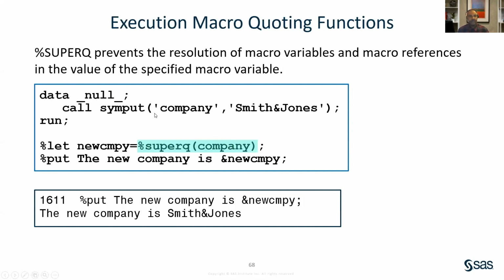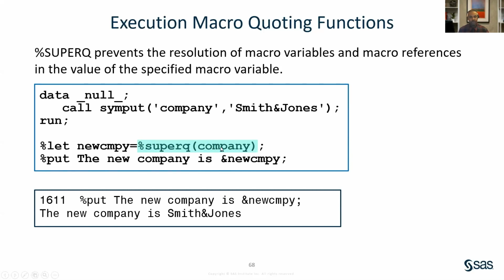Let's try a different approach. Let's say I run the data step when I'm only interested in creating the company macro variable and assigning it the value of Smith and Jones. This is a call SYMPUT example where the name of the macro variable is in quotes and the value is in quotation marks too. Percent let new company, I'm making a new macro variable, equals the super Q, percent super Q of company. And then I do percent put, the new company is ampersand new company.